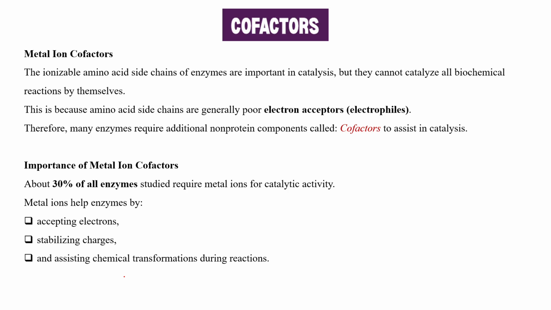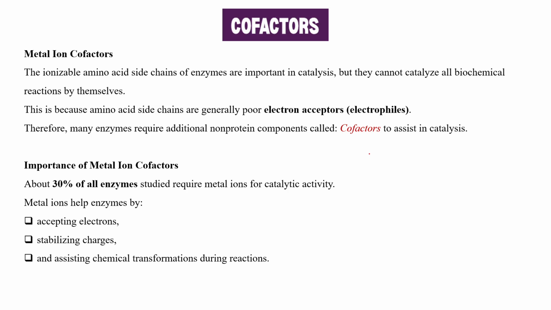So, the importance of these metal ions. About 30% of all enzymes that have been studied require a metal ion for their catalytic activities. So metal ions help enzymes by accepting electrons. Because they are poor electron acceptors, we need a metal ion to accept these electrons for them. If they accept electrons, they become unstable, right? So the presence of these metal ions will also stabilize the charges. If they are accepting electrons, what's the charge of an electron?